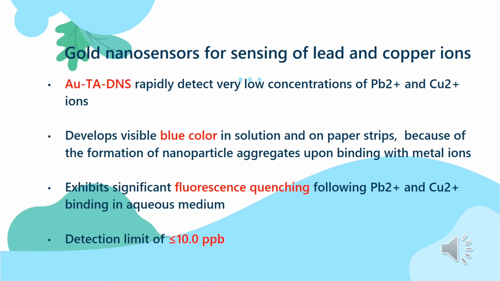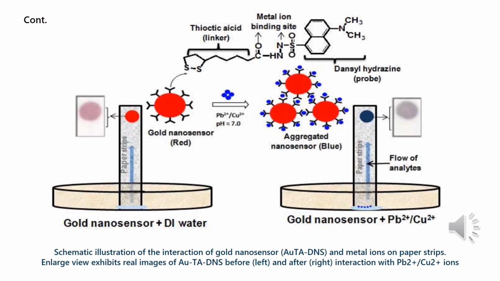I've chosen two practical applications of nanosensors. The first example is gold nanosensors that are used for sensing lead and copper ions. These gold nanosensors give a detection limit of 10 parts per billion. I'll explain this gold nanosensor with the help of a diagram. So here's the diagram of our gold nanosensor.